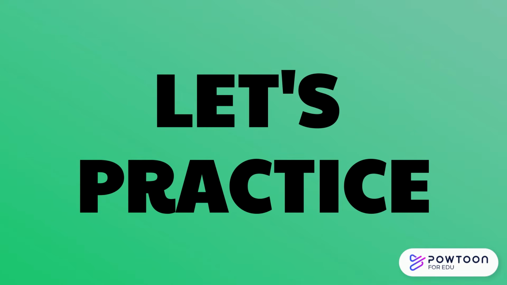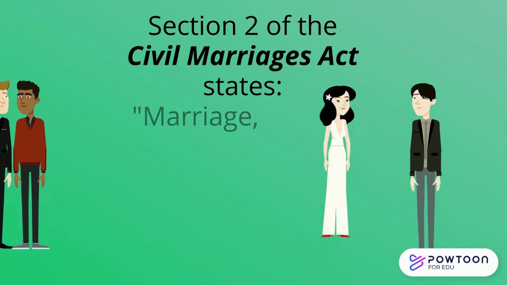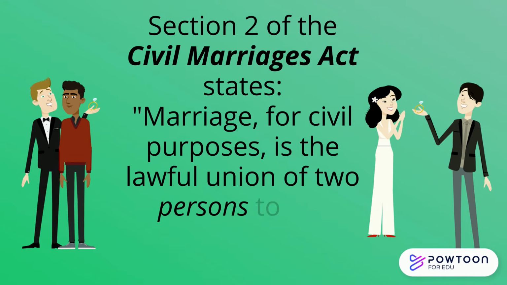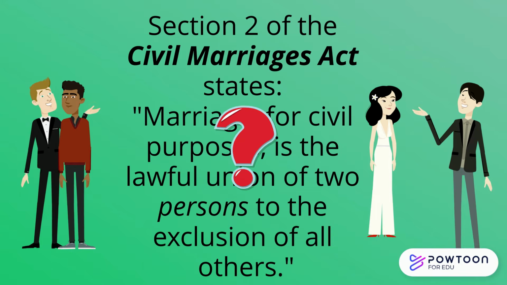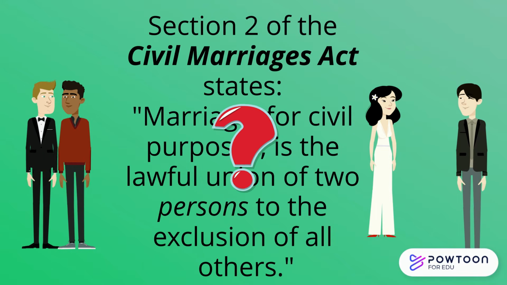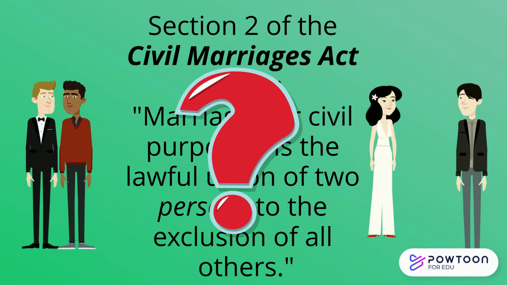Let's practice what we just learned and all the different ways that we can label and sort the law. Section 2 of the Civil Marriages Act tells us that marriage for civil purposes is the lawful union of two persons to the exclusion of others. What do you think? What sources, categories, and areas did you pick up from that?